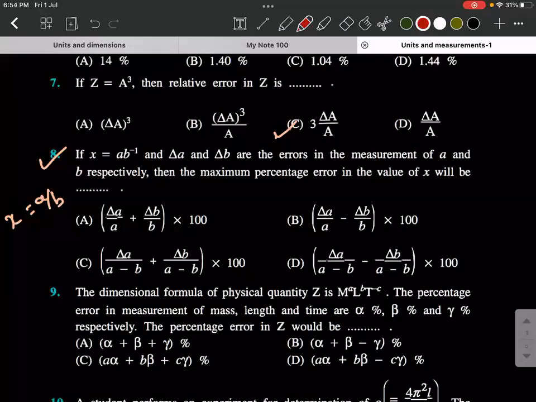For product and division, it's the same thing. So delta X by X is equal to delta A by A plus delta B by B. So that is fractional error. But they are asking percentage. So you should multiply it with 100. So what is the right option? Is it clear?